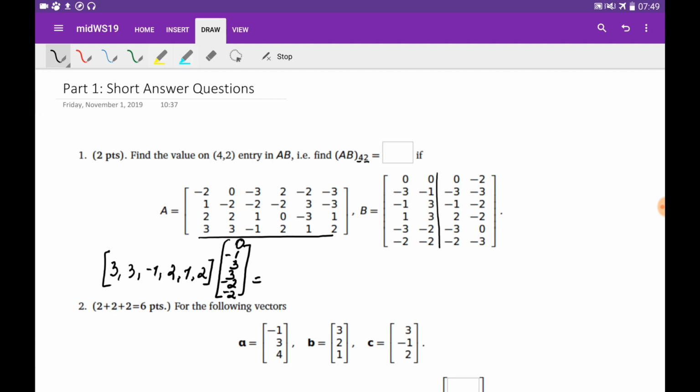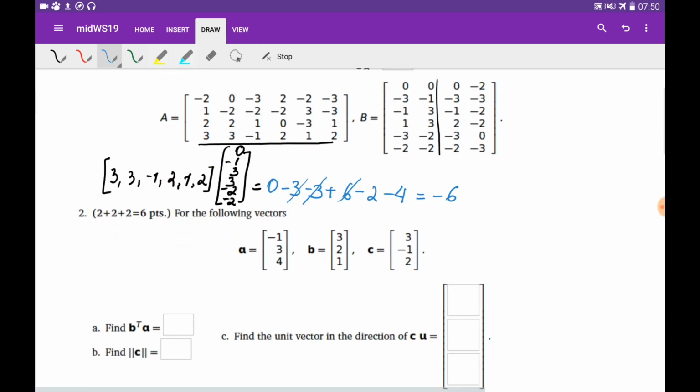If we multiply them, we're going to multiply them component-wise. So 3 times 0, 3 times minus 1, minus 1 times 3, 2 times 3, 1 times minus 2, 2 times minus 2. So we can cancel these terms, and what is left here is minus 6. So this is going to be minus 6.